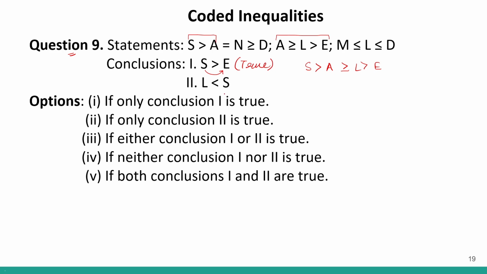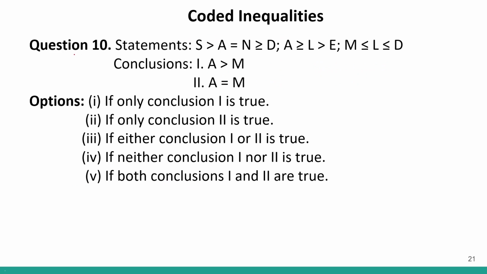Now coming to the second conclusion, which says that S is greater than L. Based on this much information, I can see the relationship of S and L. S is definitely greater than L, so this will also be true. So my answer will be that both conclusions 1 and 2 are true. So option number 5 will be the answer. Clear?